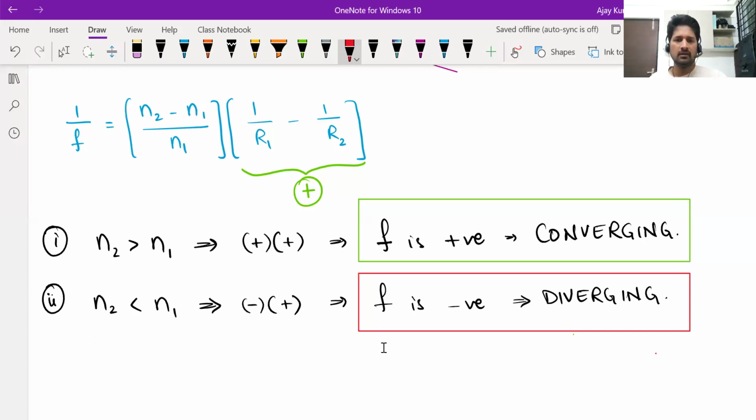Okay. Let's try another problem. We'll take a concave lens this time.